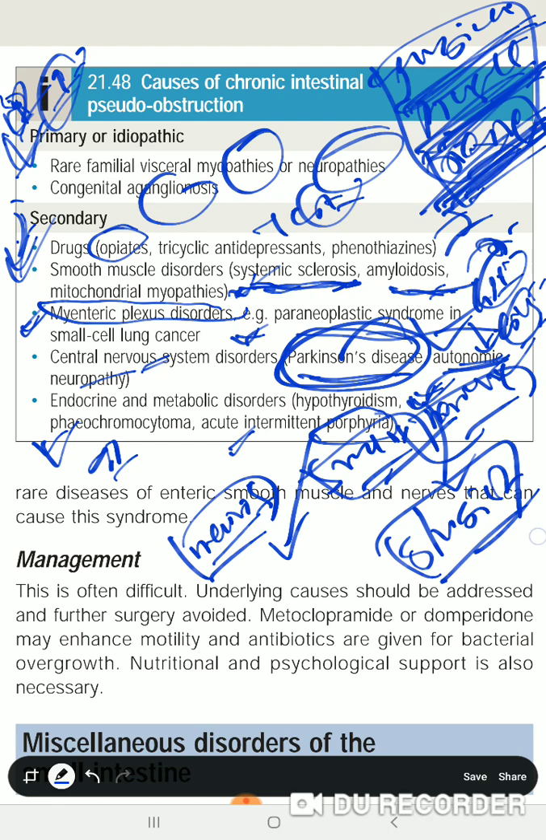the GIT is sleepy, it does not work. So we can give some motility drugs to increase its propulsion. And if there is bacterial overgrowth, we can give antibiotics.